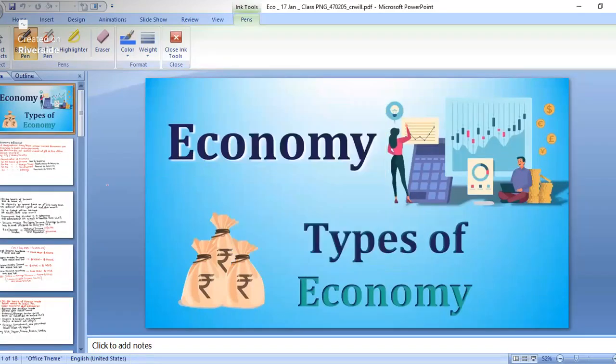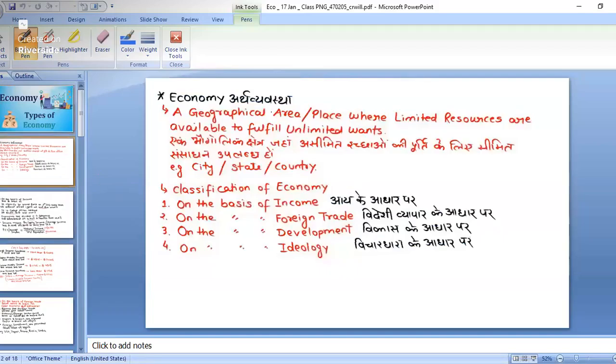So in the types of economy, like we studied what we mean by the economy. There we studied resources, the limited resources which are available to fulfill our unlimited wants. So that is the economy. So here, what is economy? A geographical area, a place where limited resources are available to fulfill our unlimited wants. That geographical area can be either a city or a state or some country. So that is the economy.